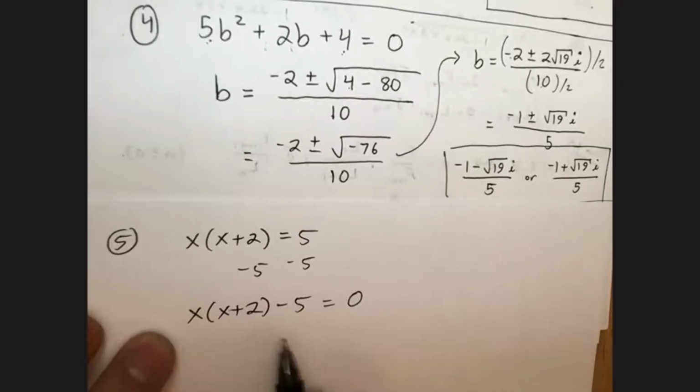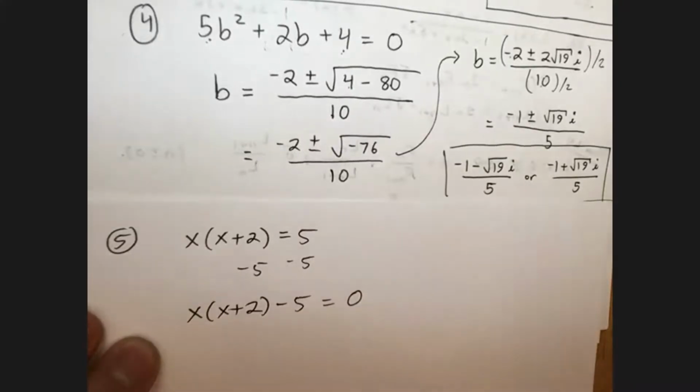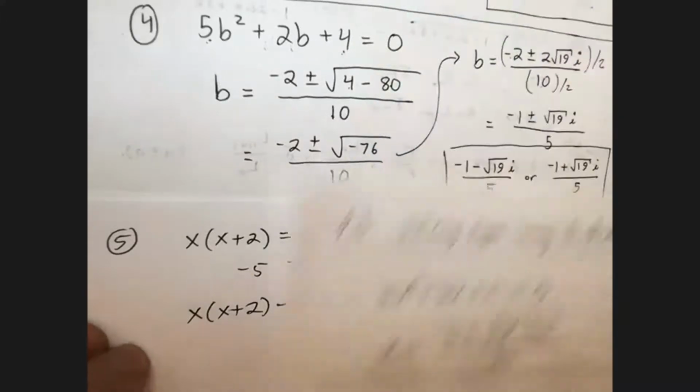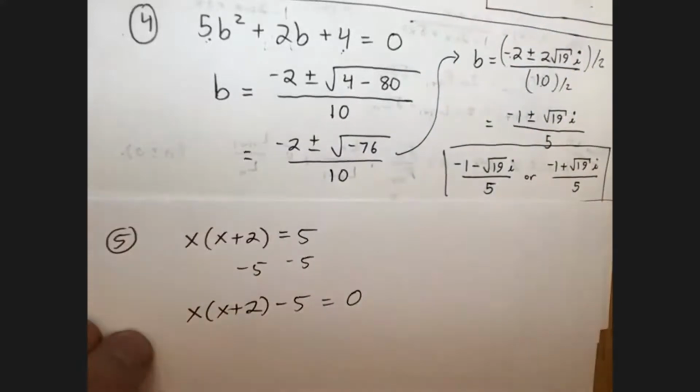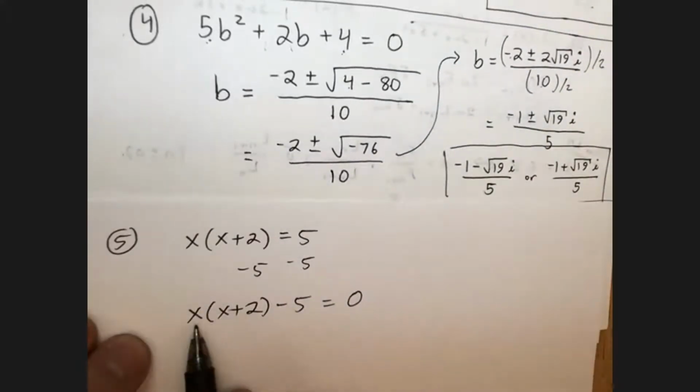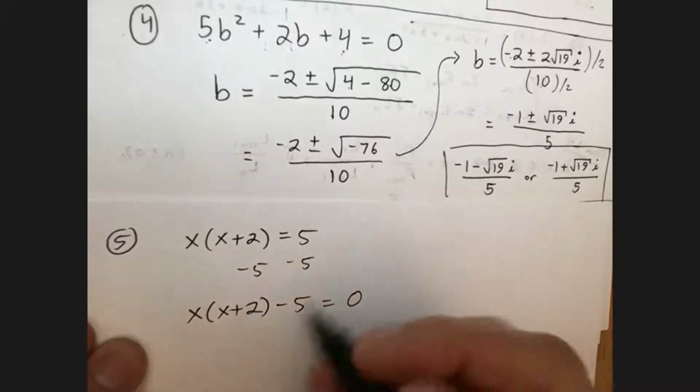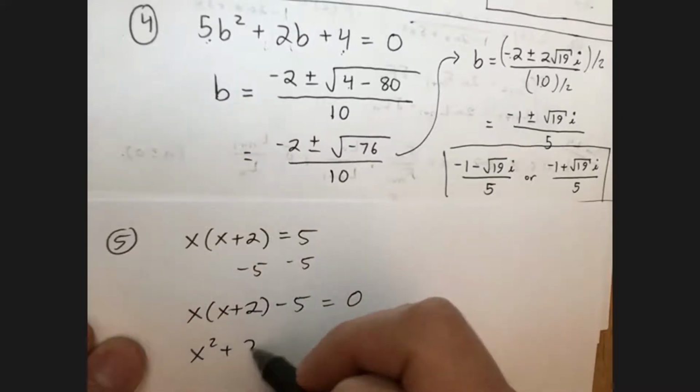Fantastic. But it's not of the form that we need, right? It's not written like this. It's not ax squared plus bx plus c. It's not expanded out like this, all right? So that's what we have to do. We have to expand it out. So I've got to multiply through here. What's x times (x plus 2)? x squared plus 2x.